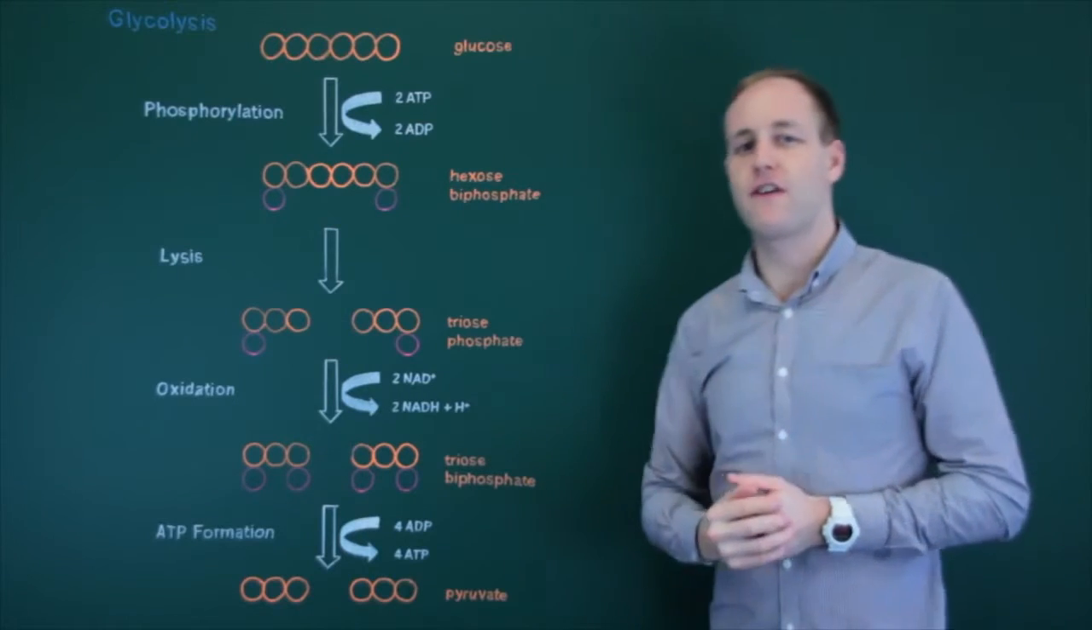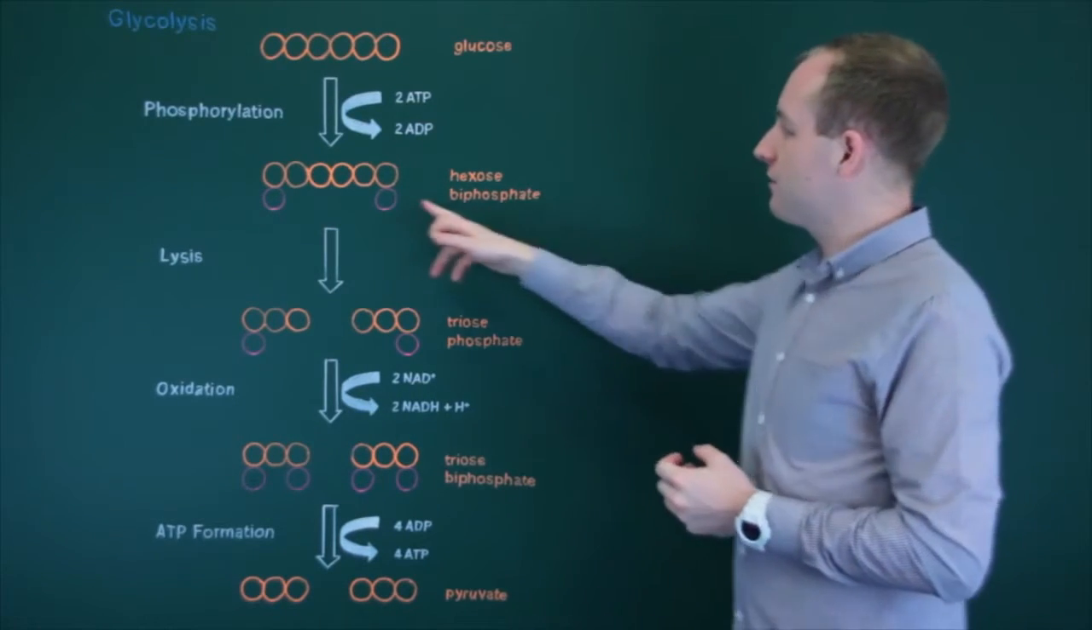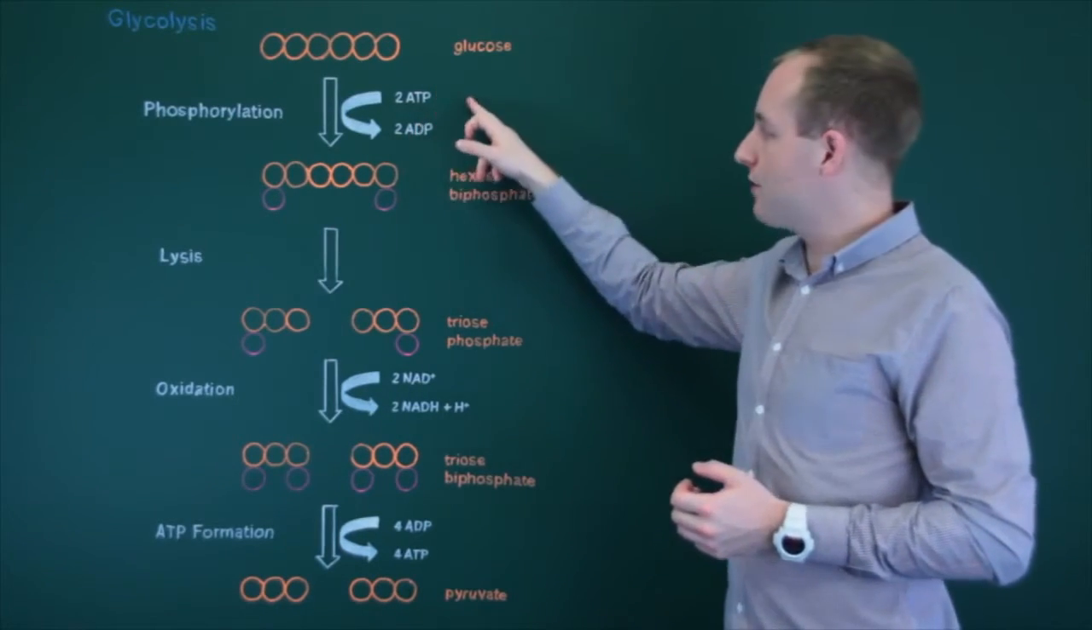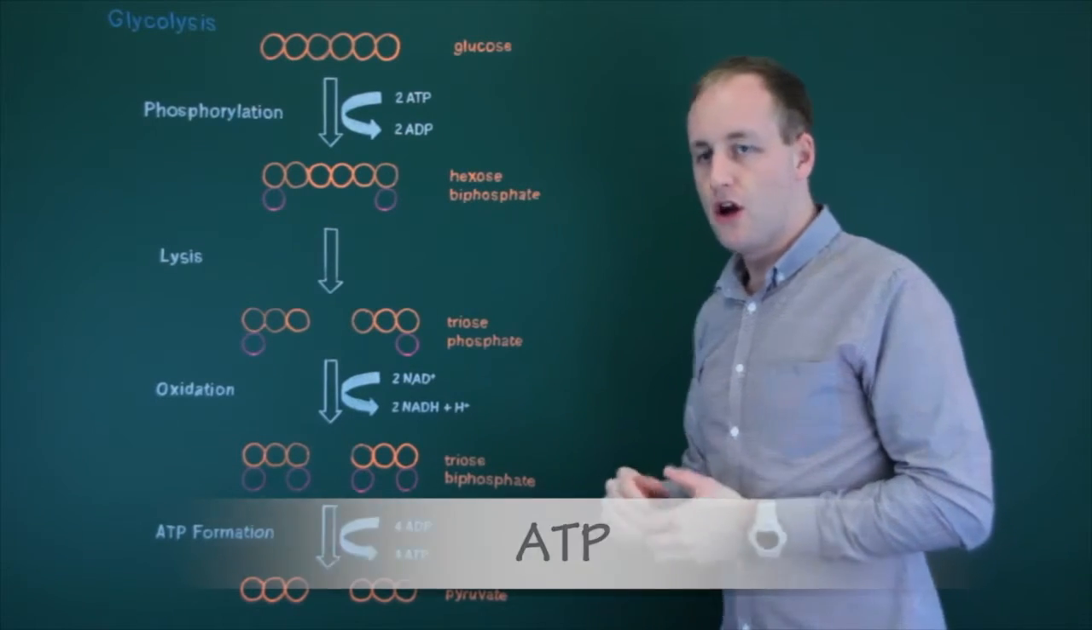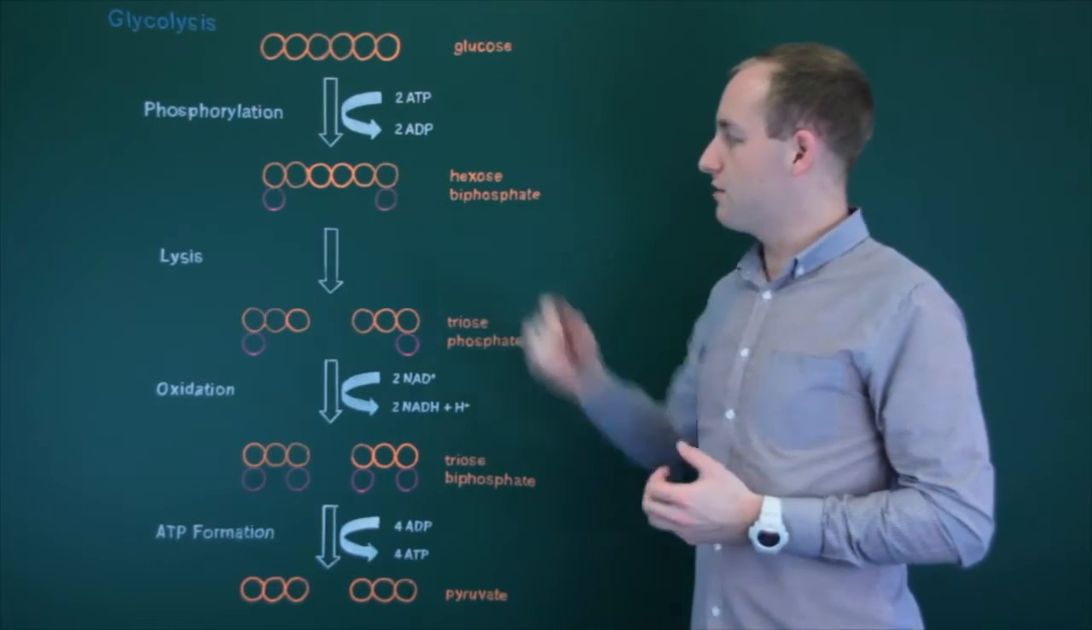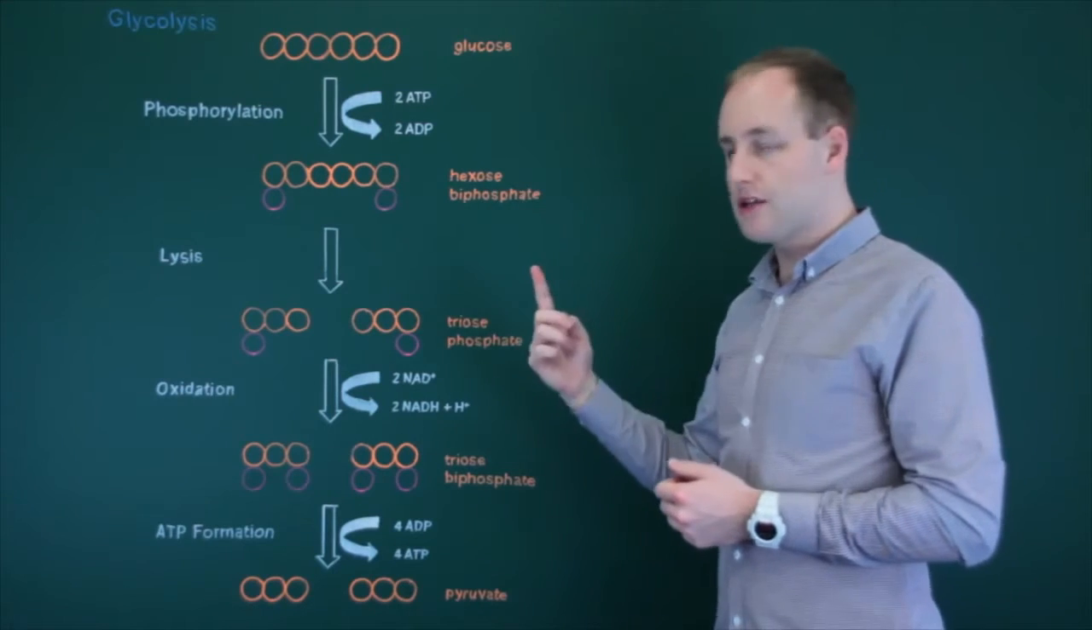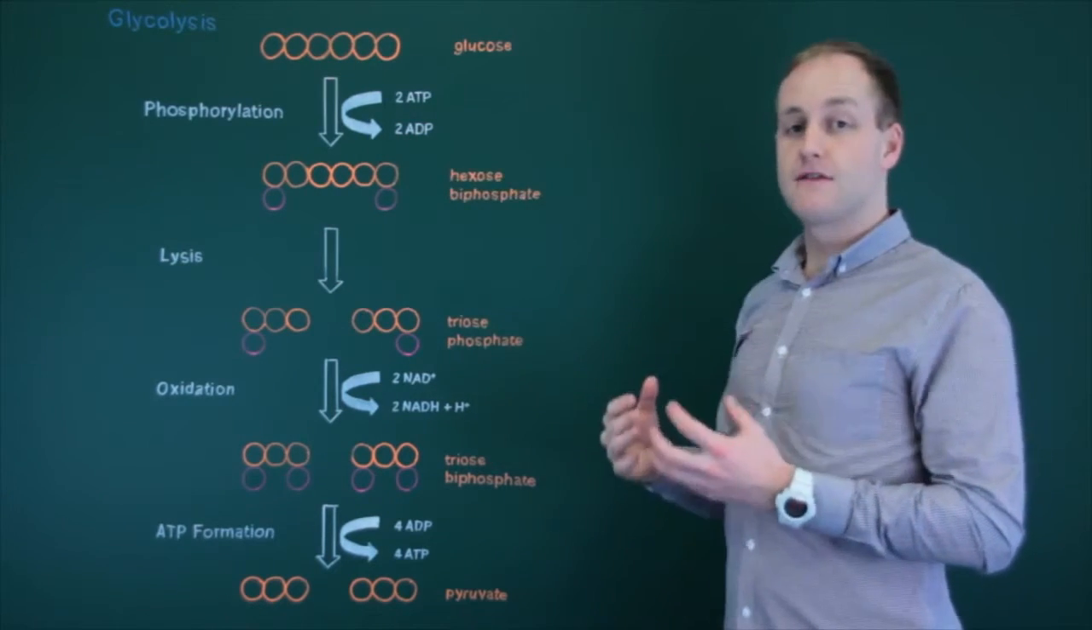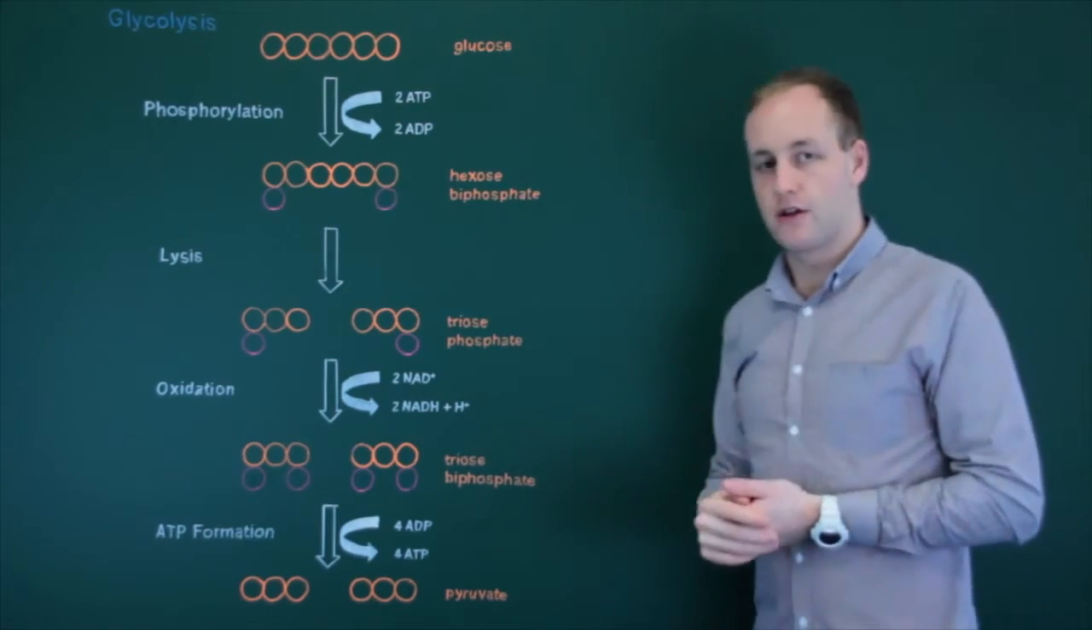Where do we get the phosphate groups from? So these 2 phosphate groups actually come from 2 ATP molecules, which give up 2 phosphate groups, 1 each, and that leaves us with 2 ADP molecules.